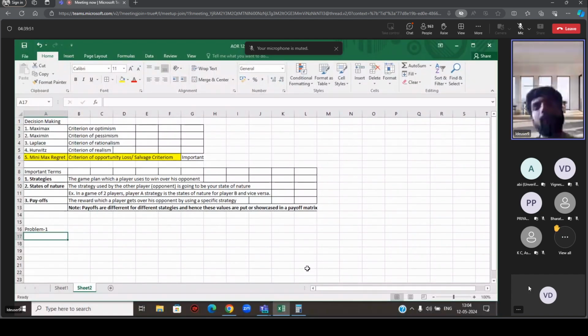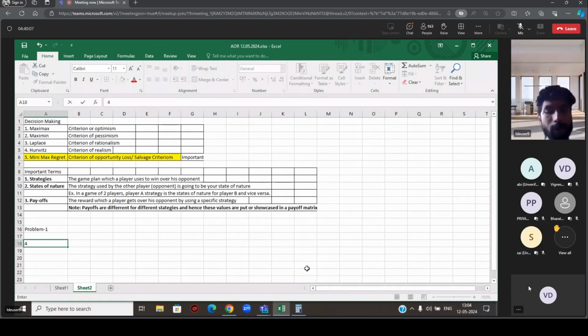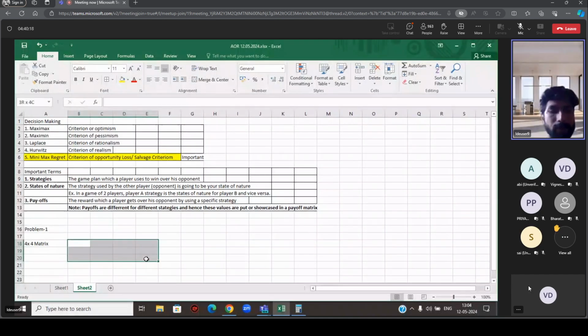What you need to do, do you want a 3x3 matrix, a 4x4 matrix, or a 5x5 matrix? Tell me quickly. 4x4. Okay, we are taking a 4x4 matrix. What is a 4x4 matrix? 4 rows, 4 columns, so that's going to be 1, 2, 3, 4, 1, 2, 3, 4. This is the matrix. Now what you need to do here is give me random values. You can give me random values from 1 to 99.